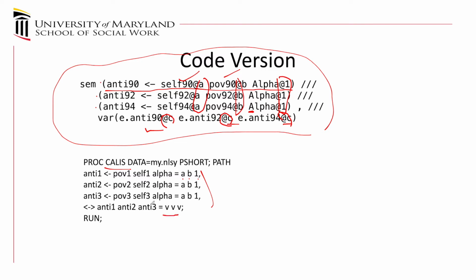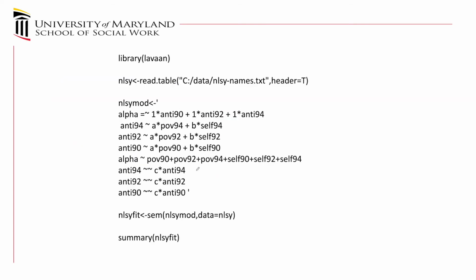The error terms here are fixed to be the same, and this is the PROC CALIS method of dealing with it. Here in R, it's lavaan, and lavaan is a really useful package. That is my go-to package for structural equation modeling. I think it's a little better than the Stata version, so I like lavaan. It's actually what I do structural equation modeling in.